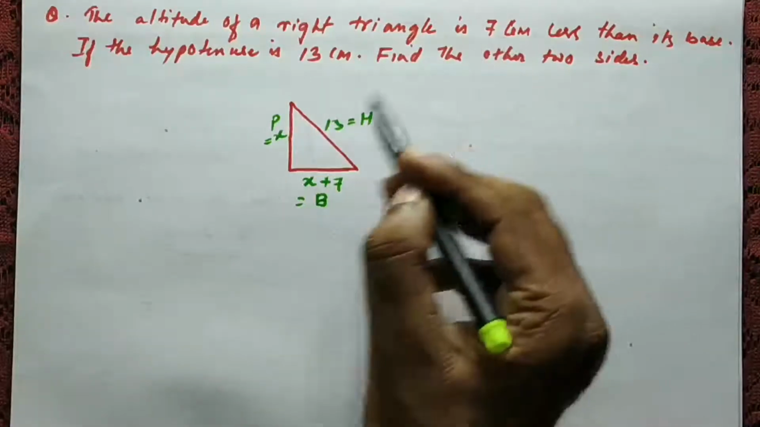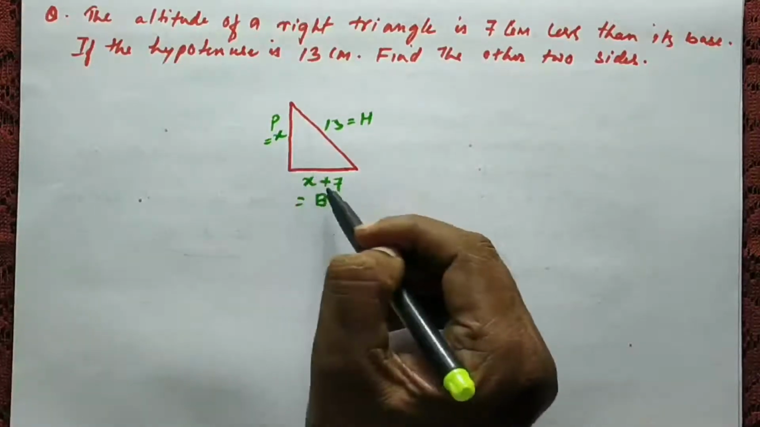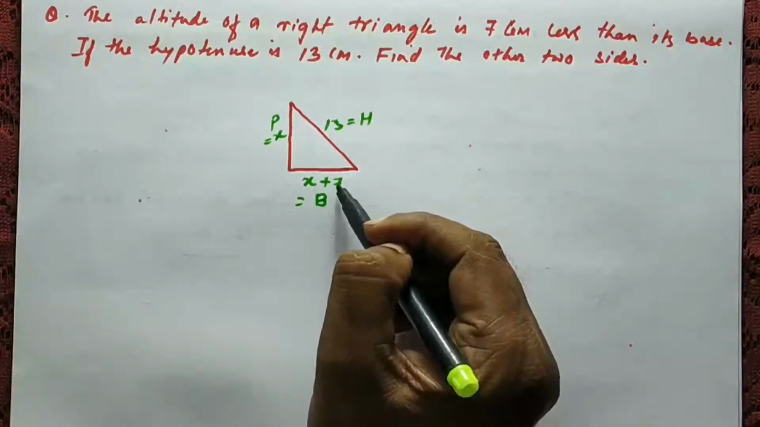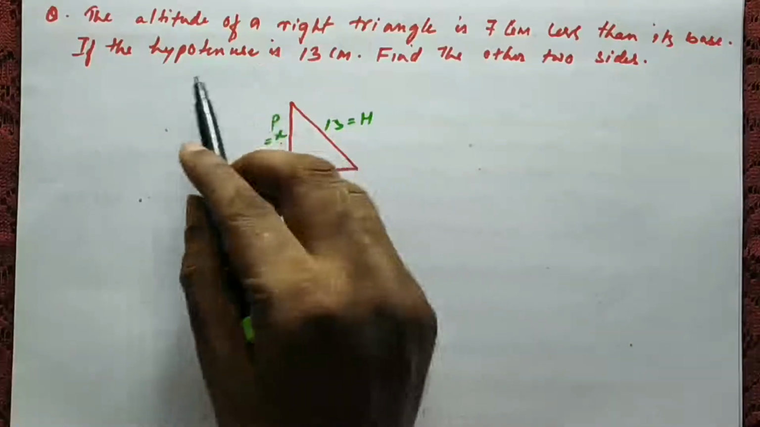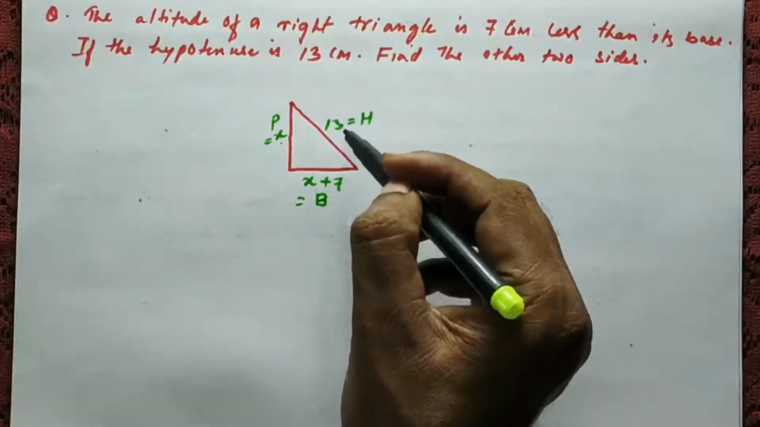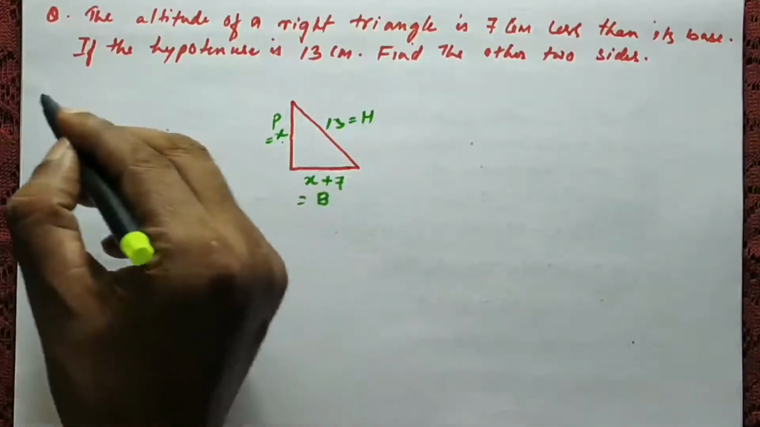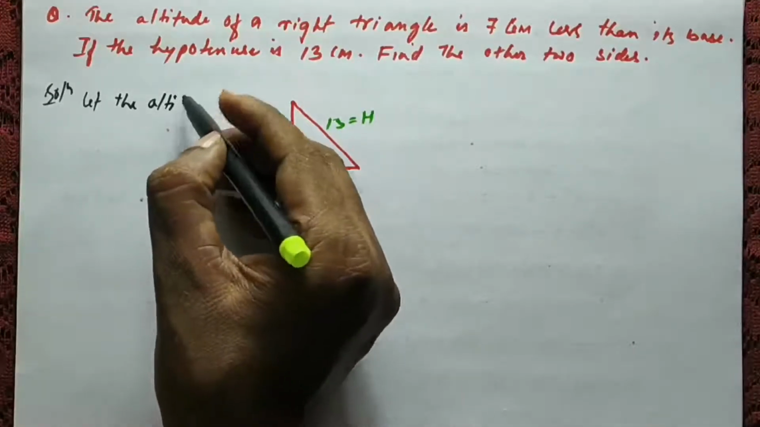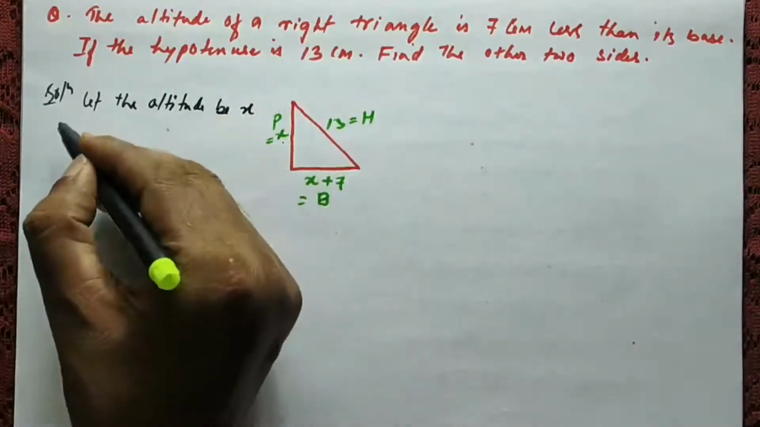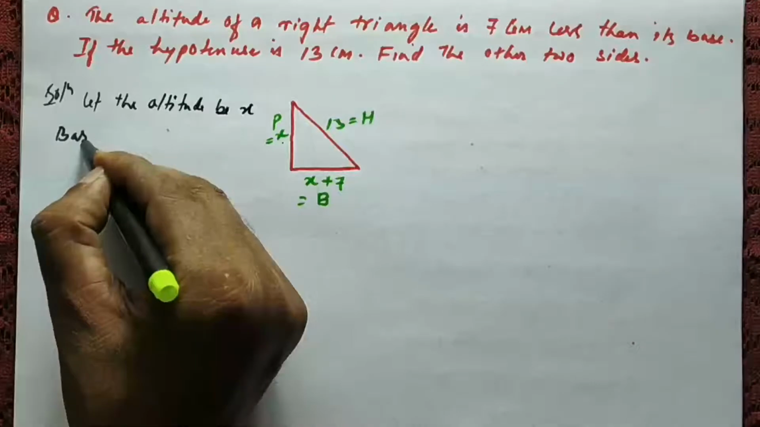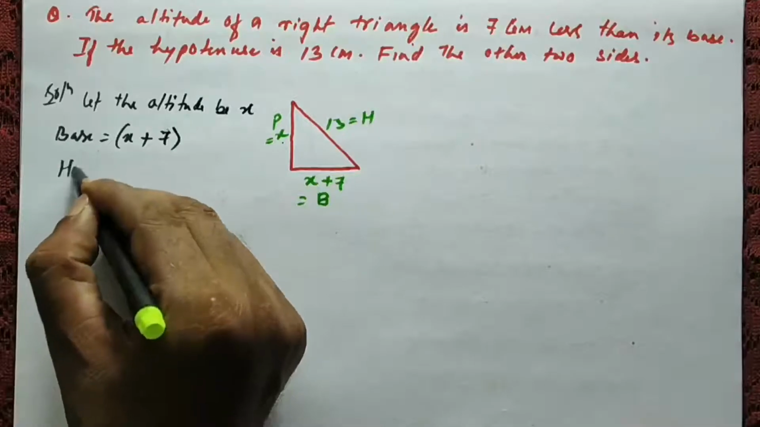Altitude is 7 less, that means if the base is x plus 7, altitude will be 7 less, that means minus 7, the 7 will be cancelled, it will be left with x. And hypotenuse is given 13 cm, so we have to find these two parts, p and b. So let us solve it. P is x, base is equal to x plus 7, and we have hypotenuse.